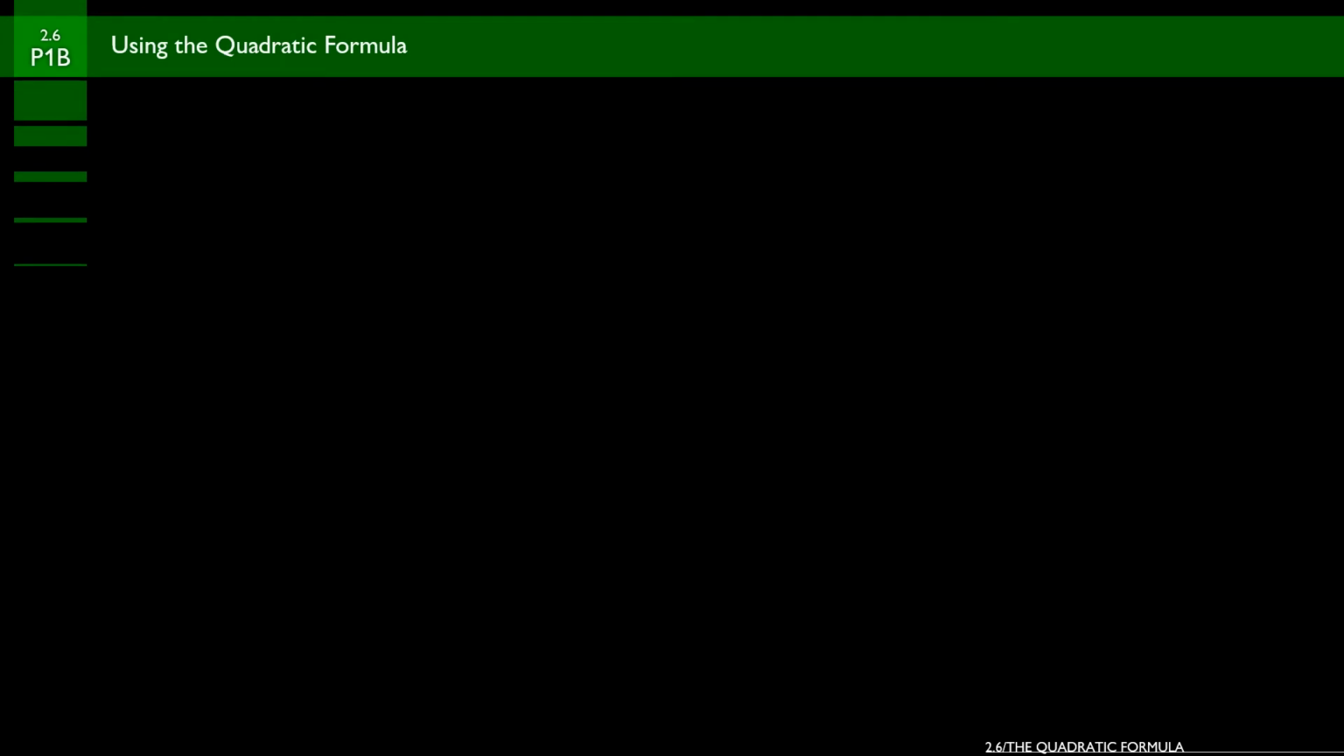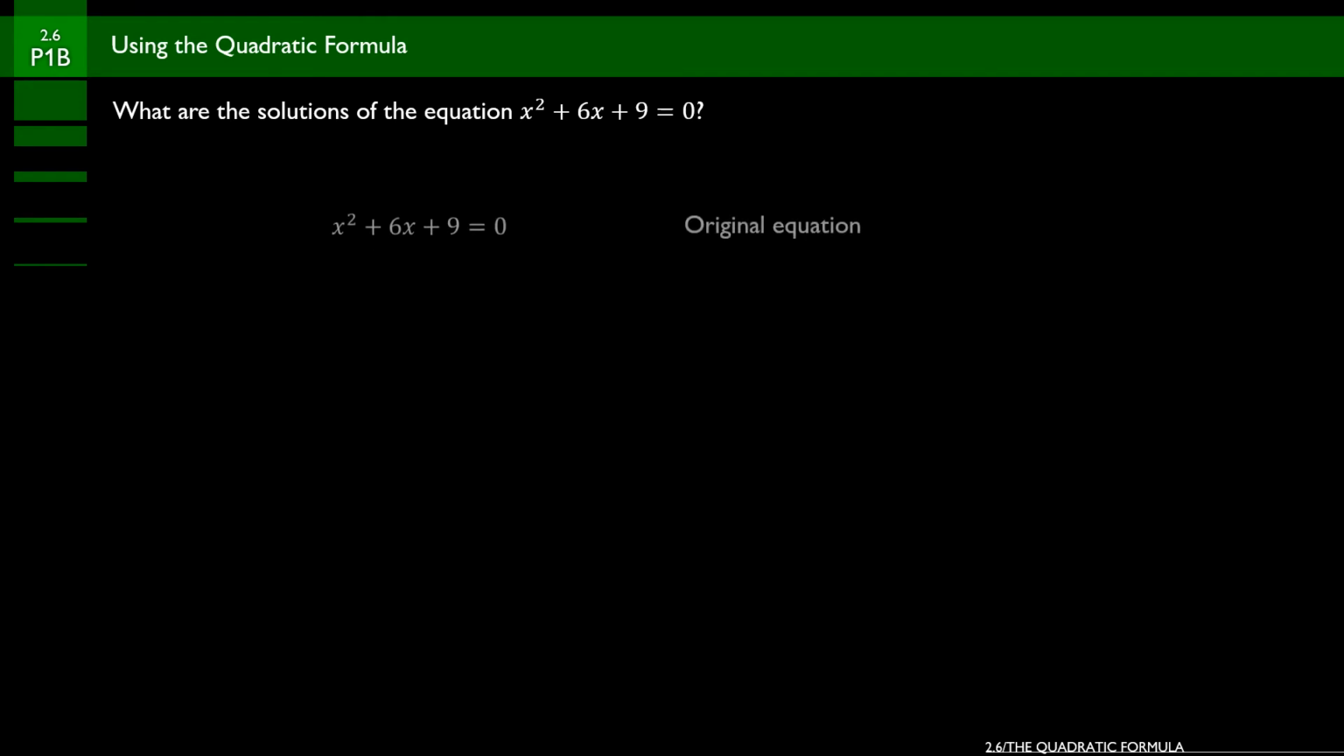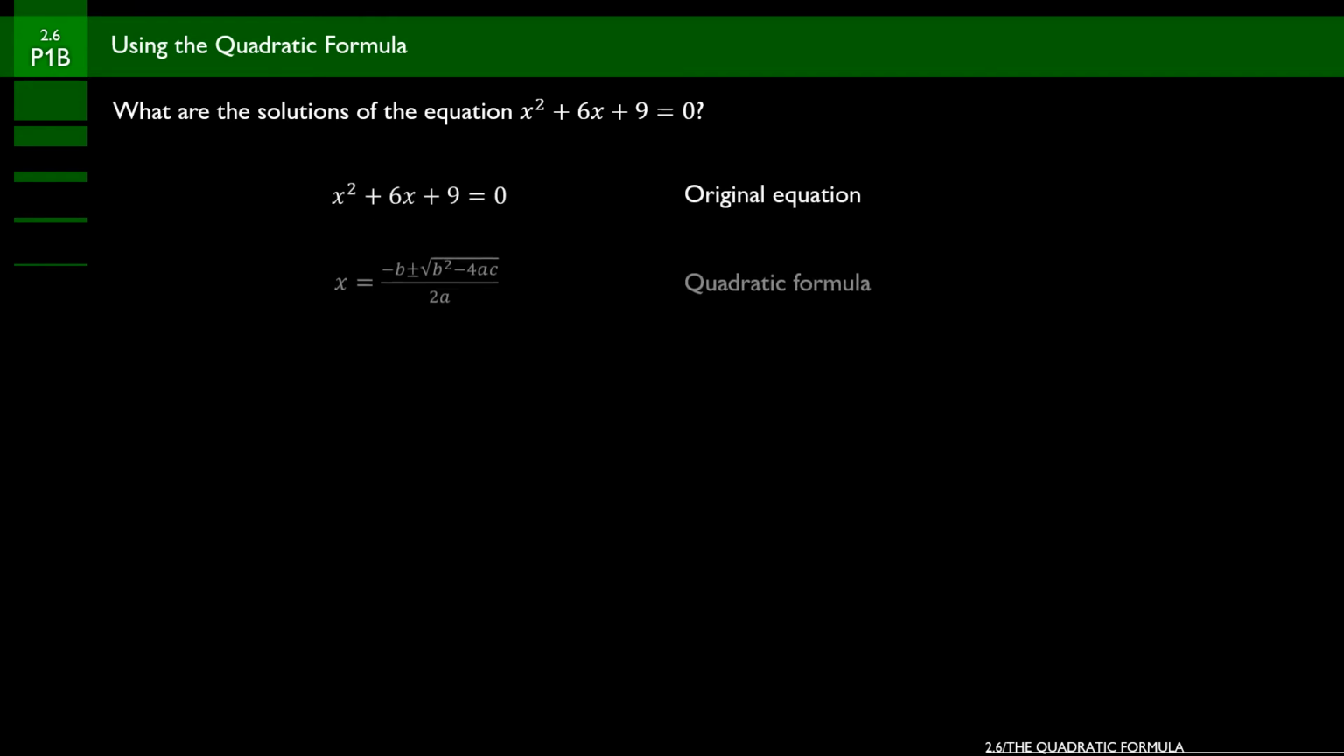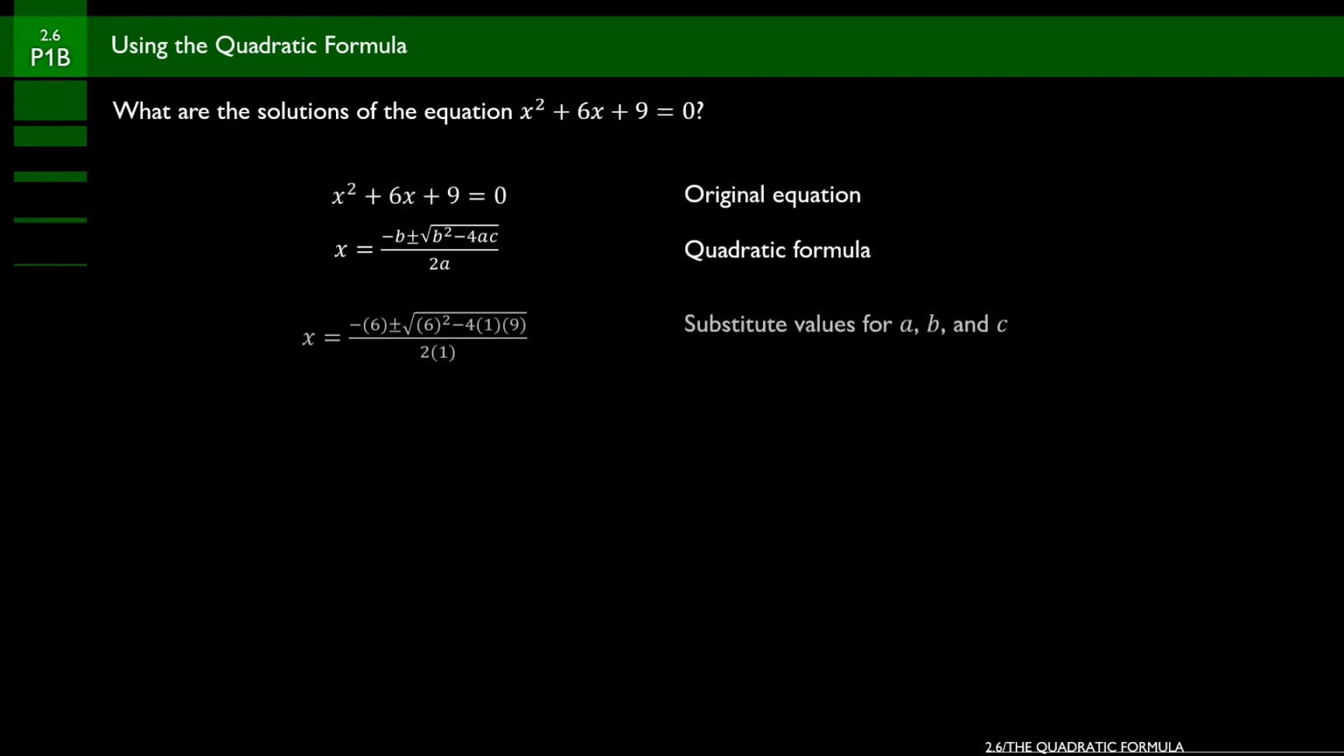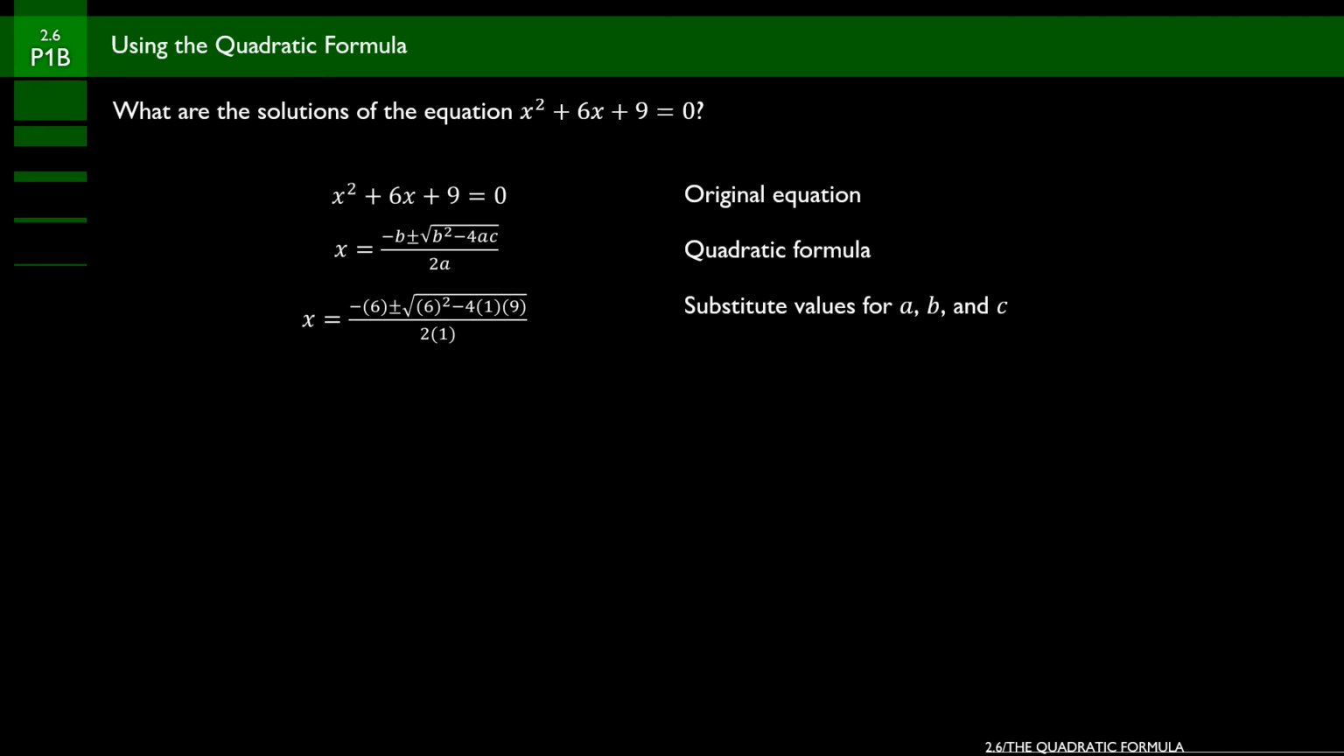So that brings us to question number 1b. What are the solutions of the equation x squared plus 6x plus 9 equals 0? Now, what we could do is we could actually go ahead and do the perfect square trinomial on this, but I want to show you what happens when you get one solution as opposed to multiple solutions. So we're going to use the quadratic formula, and you get negative times 6 plus or minus the square root of 6 squared minus 4 times 1 times 9 over 2 times 1.